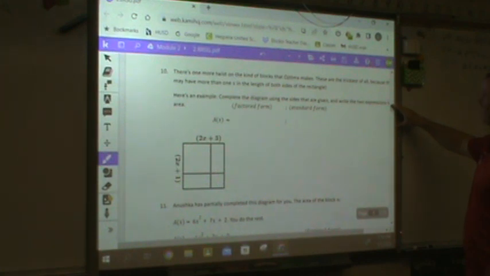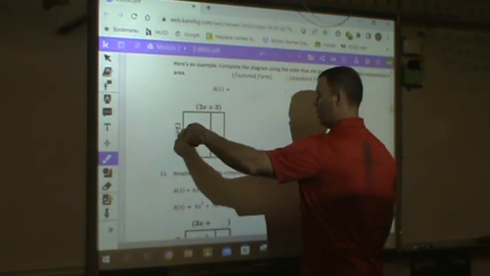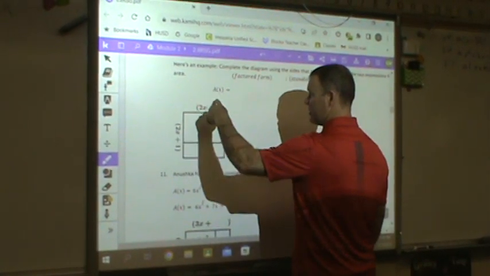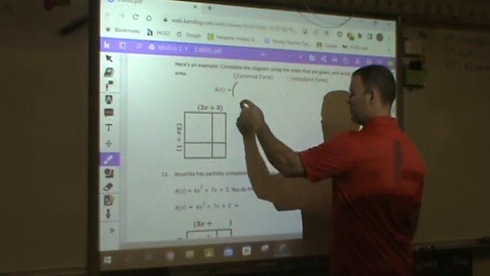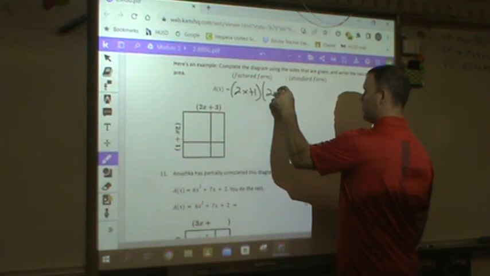So number 10, how's it going to help us? How are we going to write factored form in number 10? Well, gee, if I'm going to use this a of x's area, here are your factors. So this is pretty simple. This is 2x plus 1, and this is 2x plus 3.